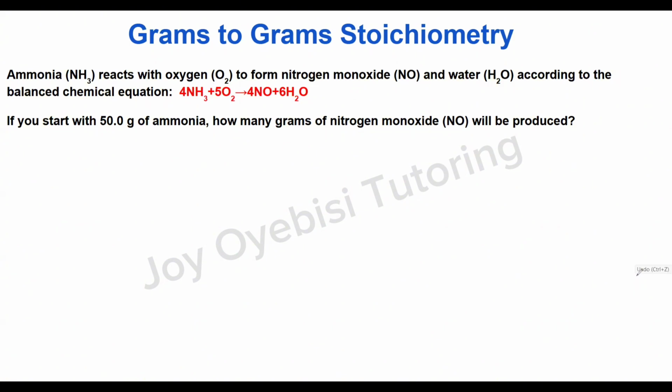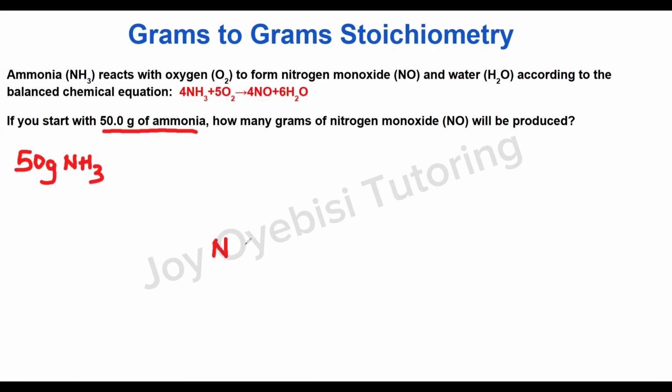Step 1, convert the given mass to moles. And the given mass is 50 grams of ammonia. So we have 50 grams NH3. To convert this to moles, we need the molar mass of ammonia.